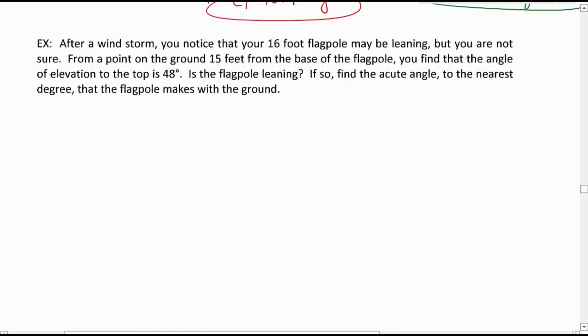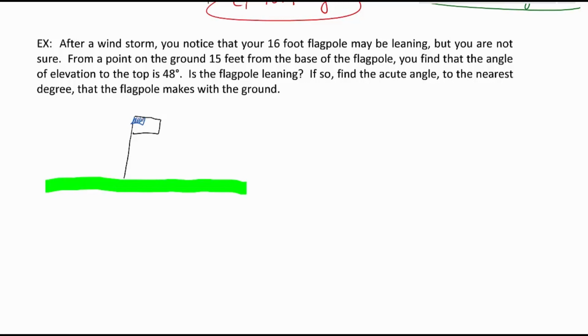All right, well, the first thing we need is a picture. Here's my ground. Let's assume it's perfectly straight, which it is definitely not. Let's try again. All right, and then I have a flagpole that may be straight up and down, maybe leaning. I think when I draw it, I'm going to make it a little bit leaning. It's important to be patriotic.